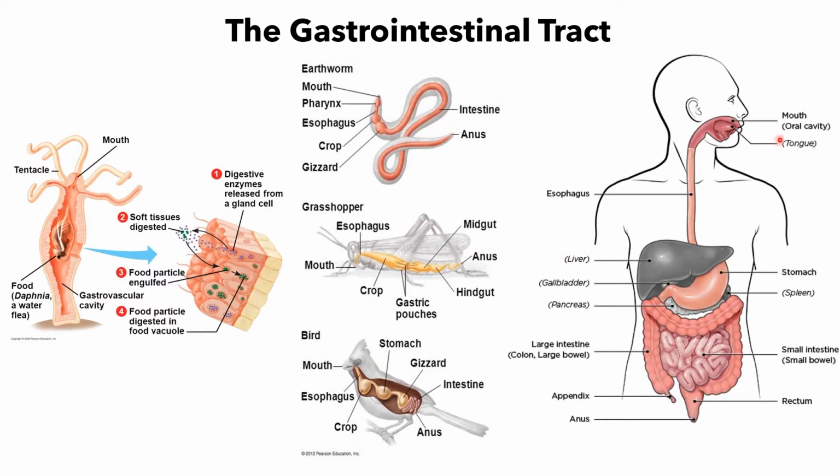Now for humans, we see that our mouth, again a difference from these guys, we don't have a gizzard, we have teeth. And the teeth, along with the tongue, are going to be used to mechanically digest our food, break it down, where it's then swallowed down our long esophagus. It enters our stomach that has gastric juices for chemical digestion, as well as protein enzymes.